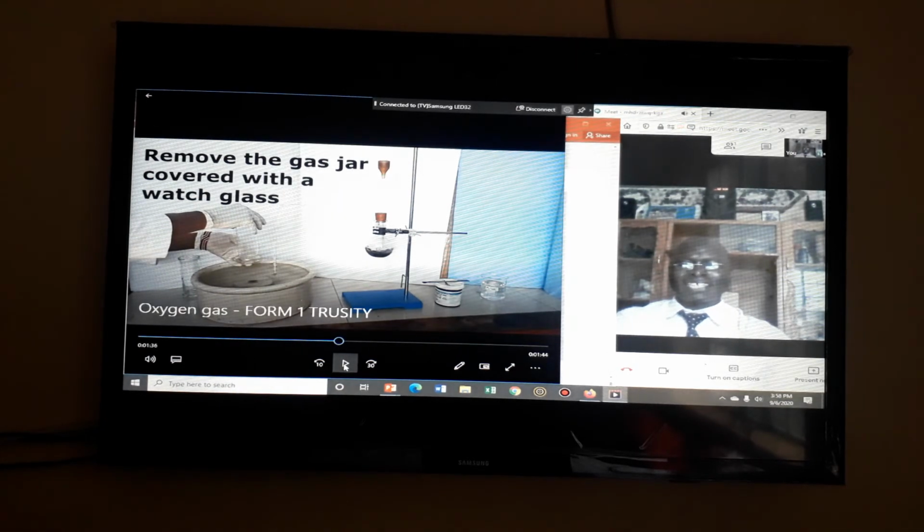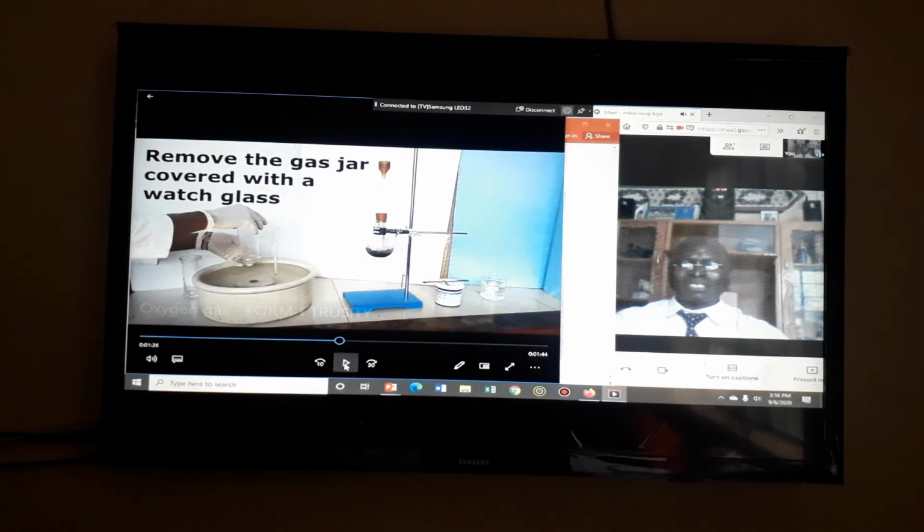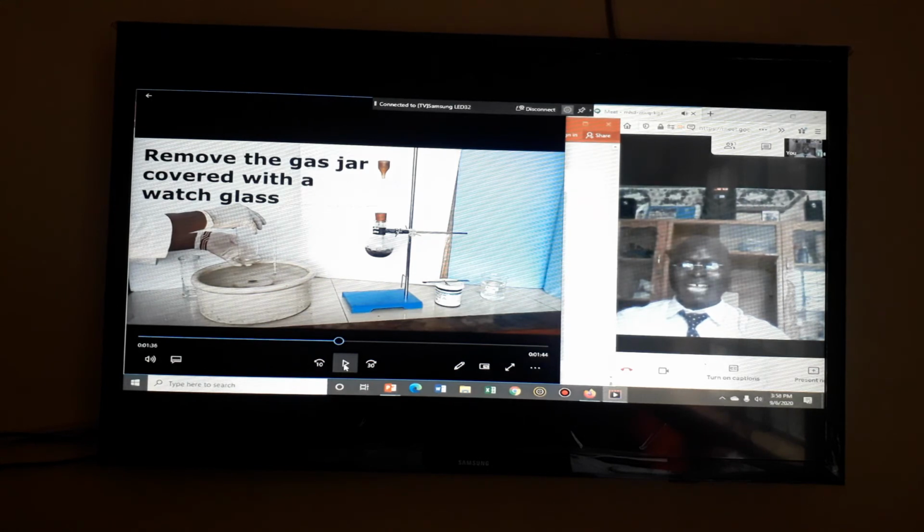That's the first gas jar of oxygen gas that we just prepared from that video. So can you watch as we look at how we'll test the gas. But just before that, we want to collect another gas jar of oxygen gas.